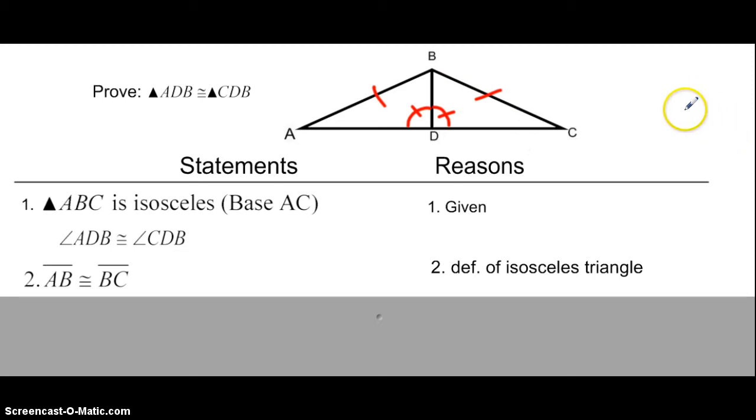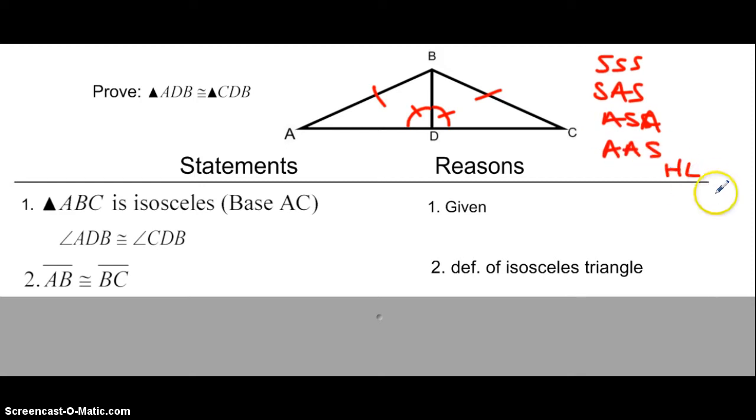Remember our ways to prove congruence, okay? So we have side, side, side; side, angle, side; angle, side, angle; angle, angle, side; and HL. HL is only for a right triangle. You can suspect here that you do have those right angles making a right triangle, but we're not going in that direction. That's going to take us a couple more steps, so we're going to scratch off HL. If I look at what I have here, I have an angle and a side already. So I'm going to cross off side, side, side because that doesn't involve any angles.